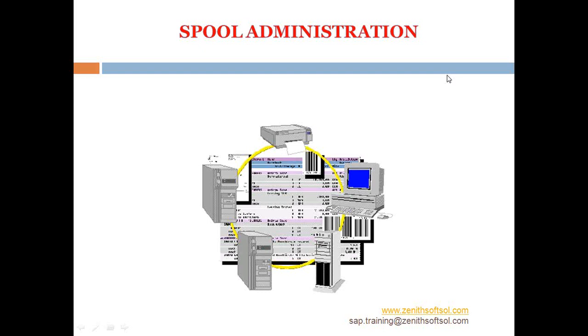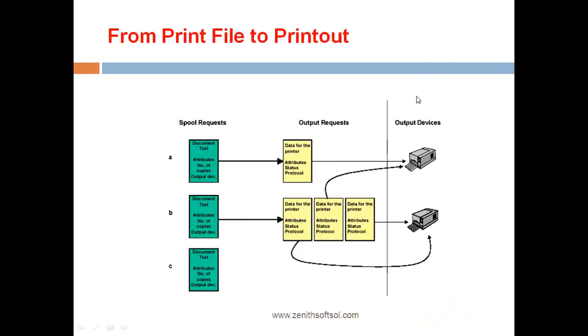As a SAP basis consultant, you need to know how to configure the printers on the local machine, as well as how to configure them on your SAP system. So basically, we use the transaction code SPAD for configuring printers and output devices, and for monitoring the printers we use SP01.